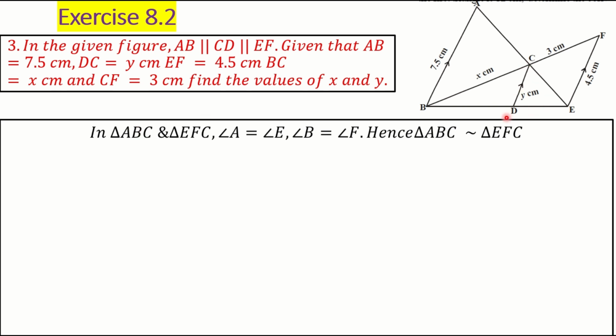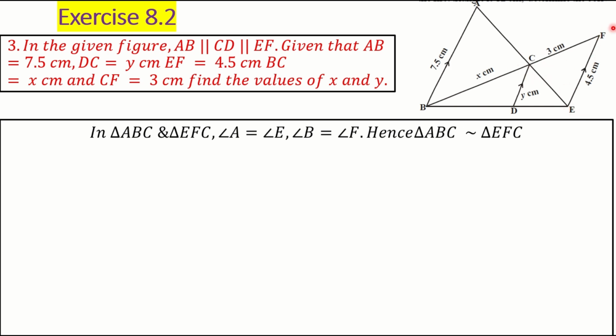Let's see what is required for us. We need basically CD and EF, right? So you always concentrate on triangles which have these sides. Now first let's find one of them. So ABC is similar to EFC.